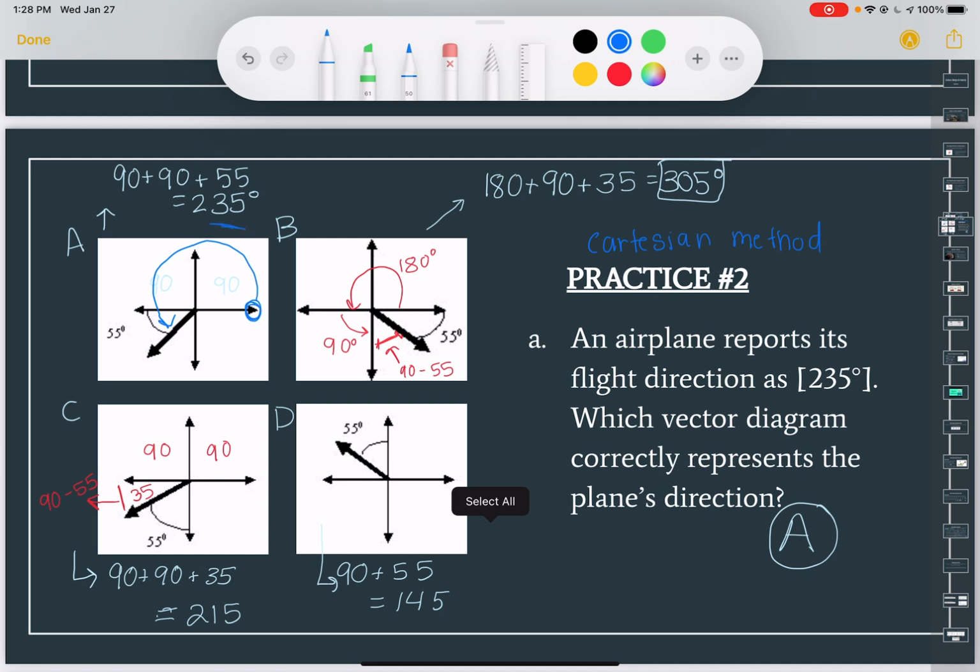So we're literally just figuring out from that right spot, counterclockwise. That's what I did for all of them, so I've got my answers there. The question's asking which one represents the flight direction of the plane going 235 degrees, and the answer is A. That's because when we used the Cartesian method, that's what we figured out.